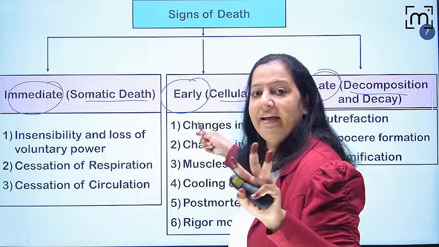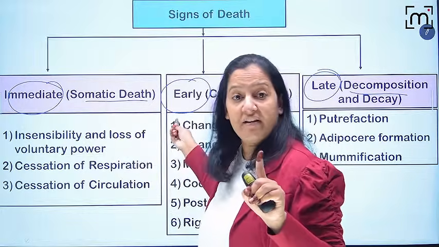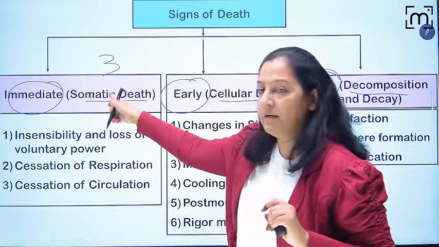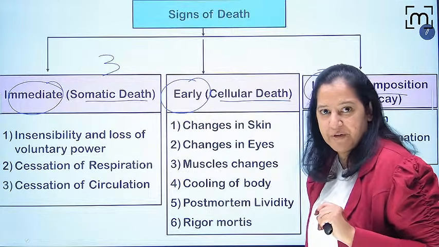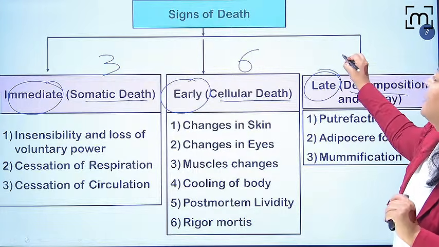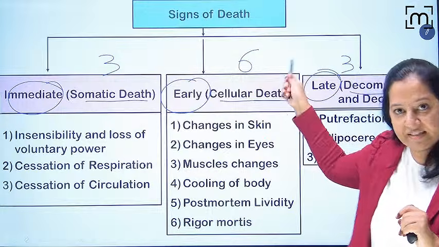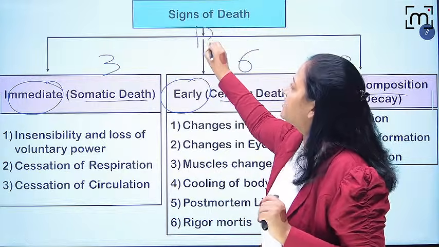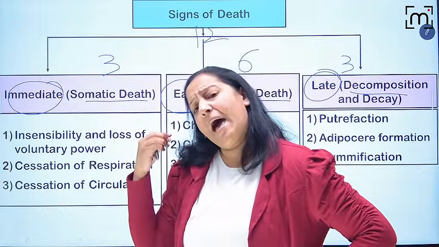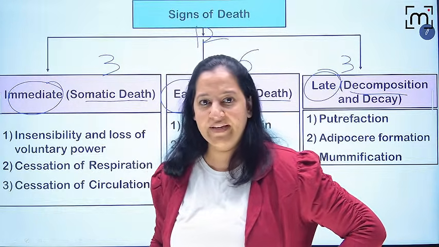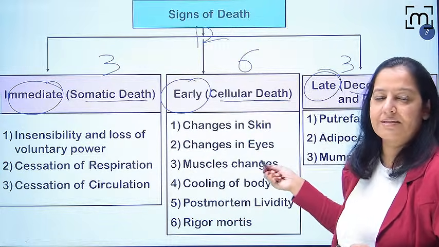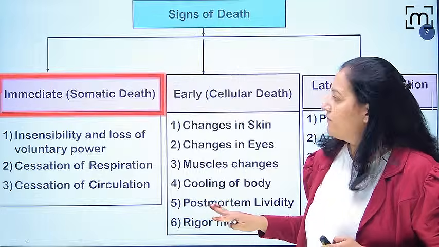So what are the 3 types of changes? Immediate, early, late. Don't get confused between immediate and early. Immediate changes are 3 in number, early changes are 6 in number, and late changes are again 3 in number. So 3 plus 6 plus 3, total 12 changes. That is today's topic. It's a long question in your university exam, and you get ample MCQs from this topic. You are getting my point? Yes. So learn the total 12 changes one by one.